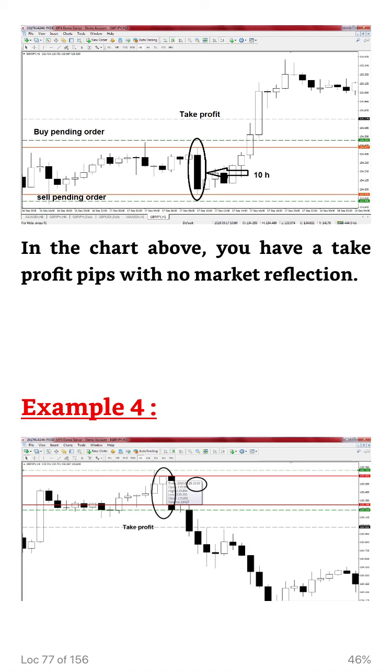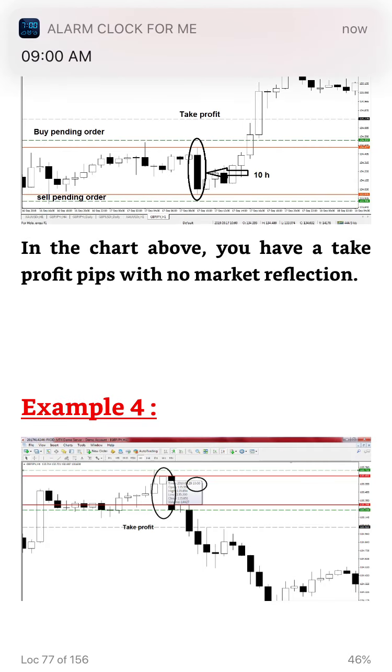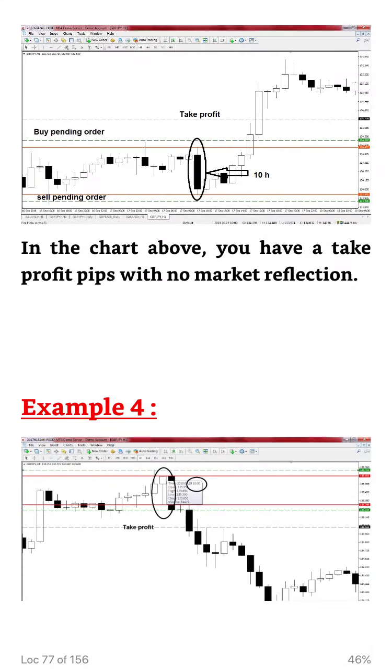So when you draw your lines, you put your buy pending order, your sell pending order, your take profit levels, and then you also draw your stop loss. Then you go on your MT4, MetaTrader 4, and enter all that data in there. As soon as it's entered, now you're in business. You just sit back and wait for the profit.